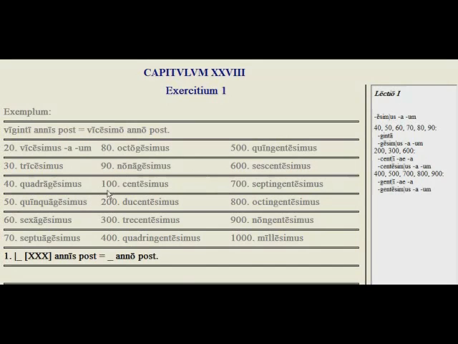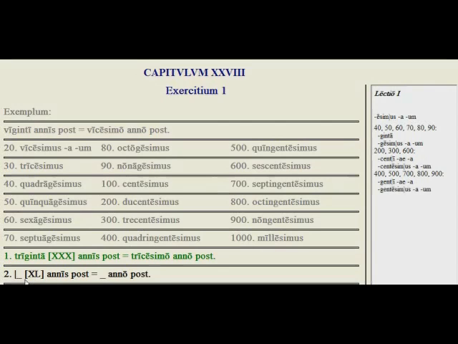Okay, so let's give this a try. So we have 30 years later, the cardinal number, triginta annis post, and then in the 30th year after, tricesimo anno post.